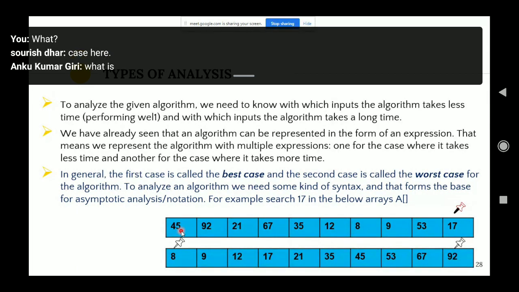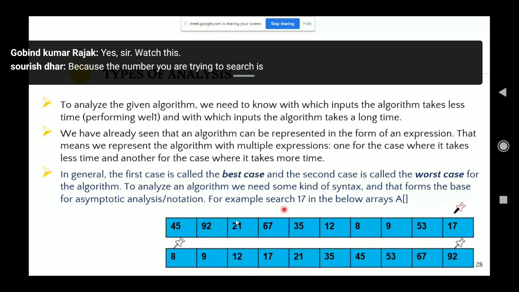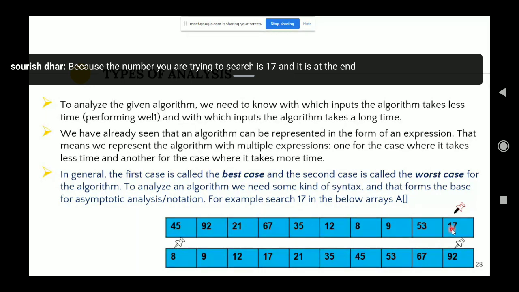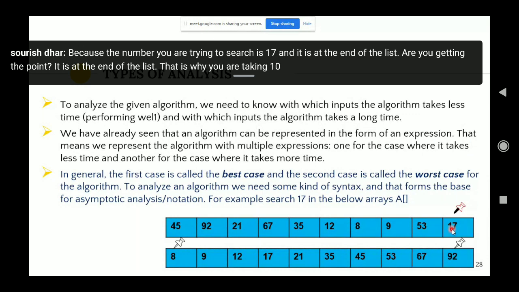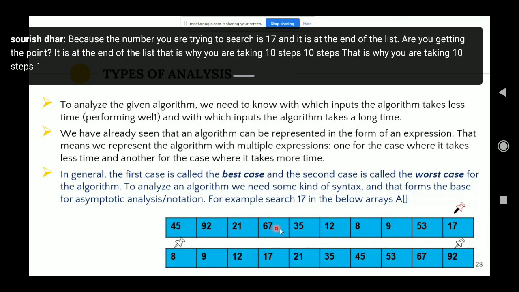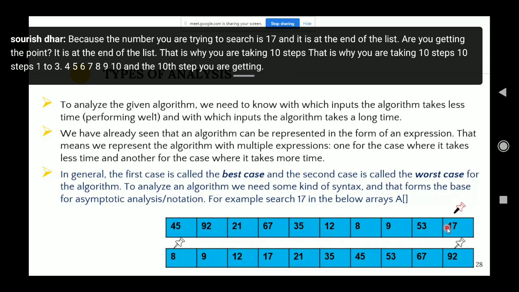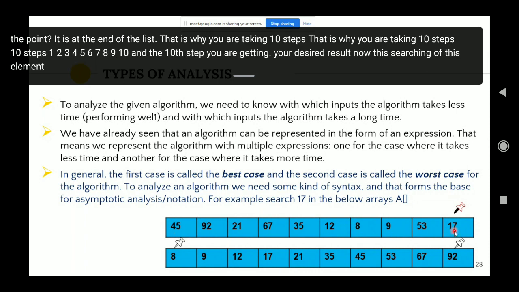Worst case. Because the number you are trying to search is 17 and it is at the end of the list. Are you getting the point? It is at the end of the list. That is why you are taking 10 steps. 1, 2, 3, 4, 5, 6, 7, 8, 9, 10. And at the 10th step you get your desired result. Now this searching of elements one by one is called linear search.